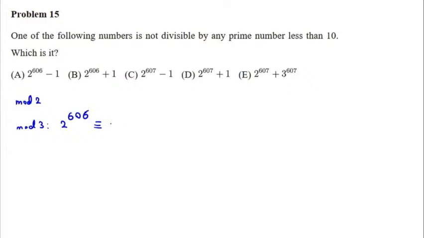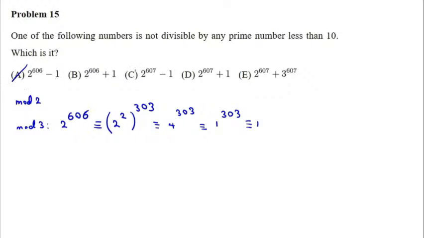I say I want to consider mod 3. It will be 2 squared to the power of 303. It will be 4 to the power of 303. And 4 mod 3 is 1, so 1 to the power of 303 equals 1. So, because of this, the first case is a multiple of 3.